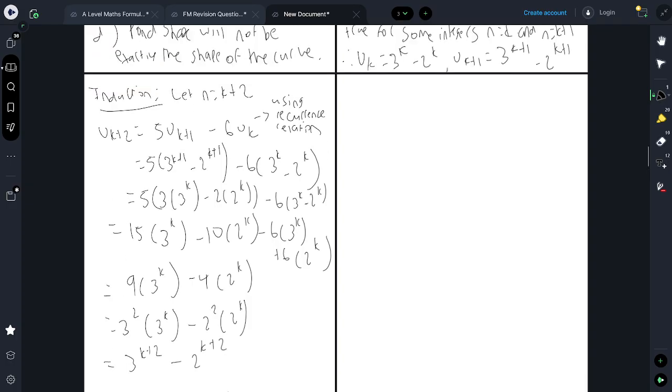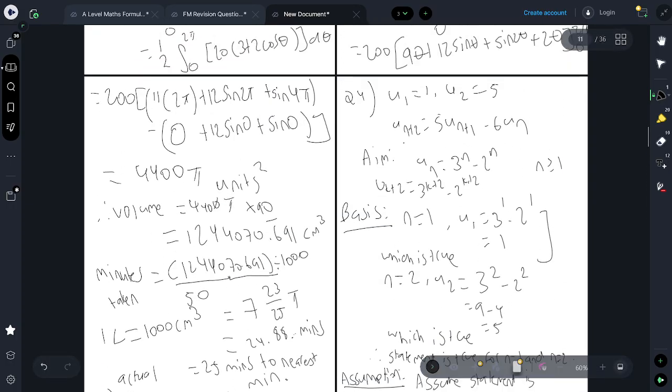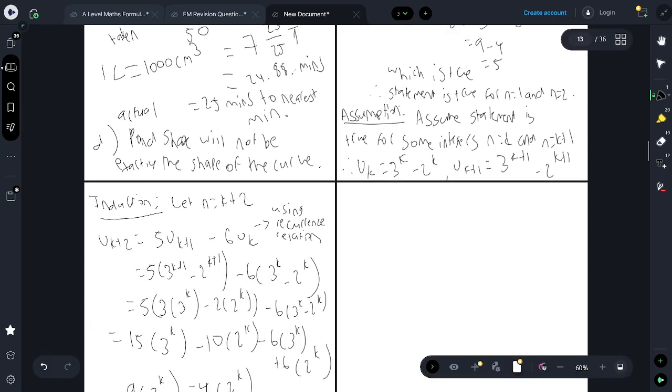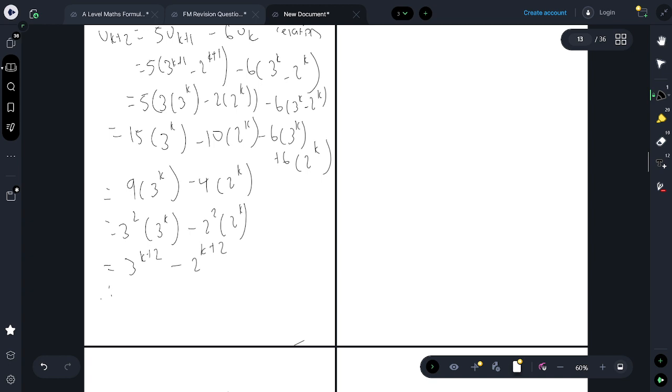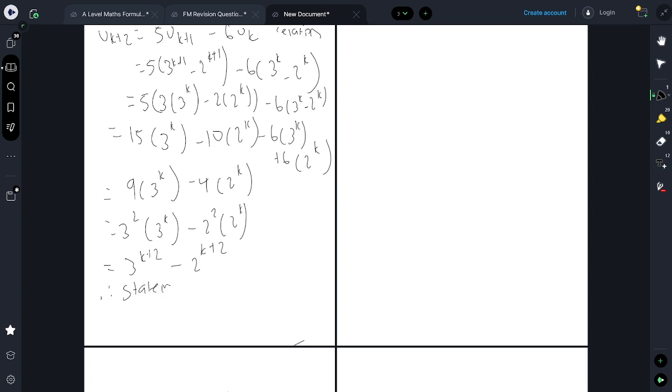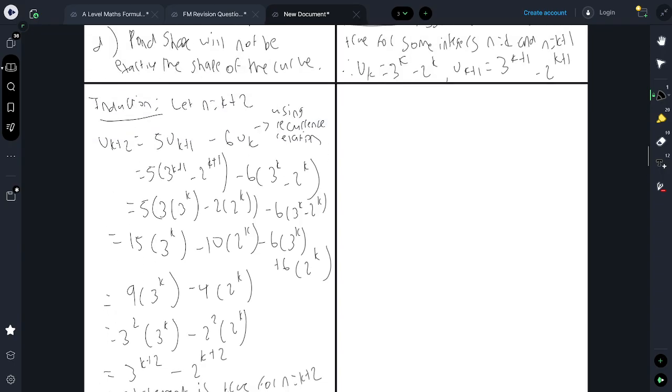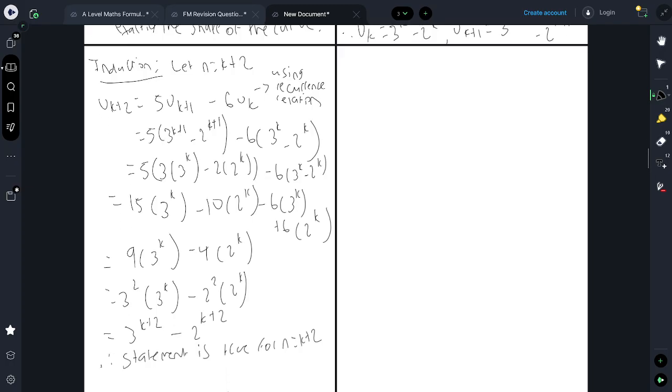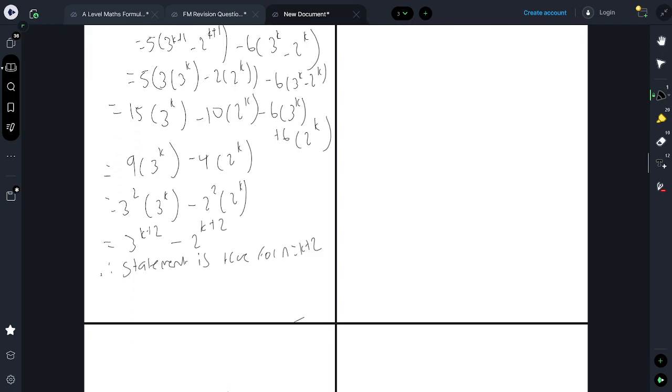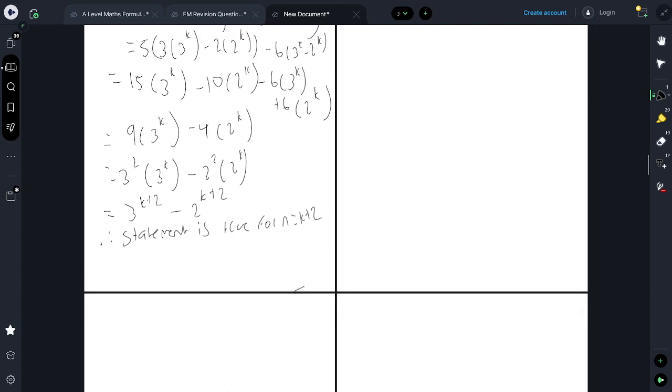Is this now in the exact form we need it in? Yes, it is. So we've done it. So therefore, good news, the statement is true for n is k plus 2. And actually, I like this question as well because it's kind of reminiscent of divisibility proofs, because all that is about manipulating indices as well. So this is good practice for a divisibility question, because the bulk of it is essentially also manipulating indices. Okay, but that's how this works.